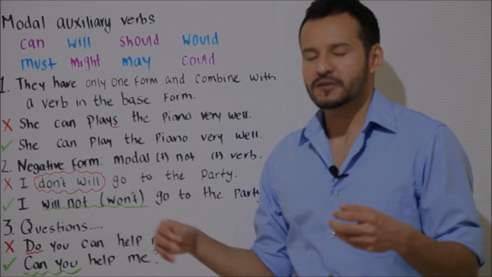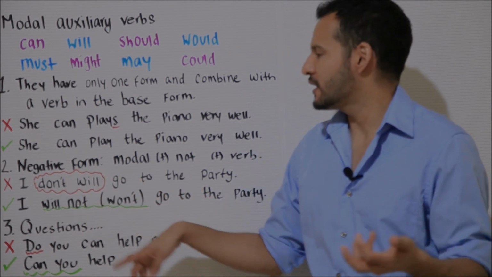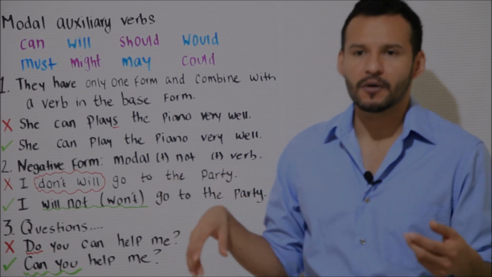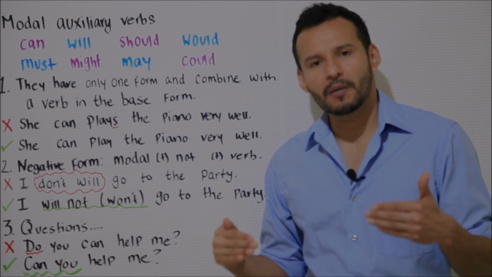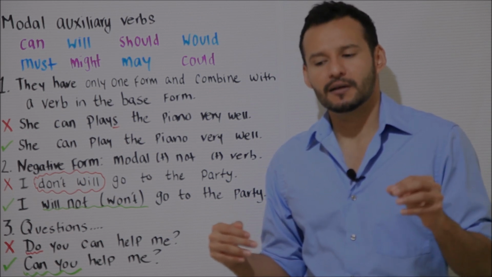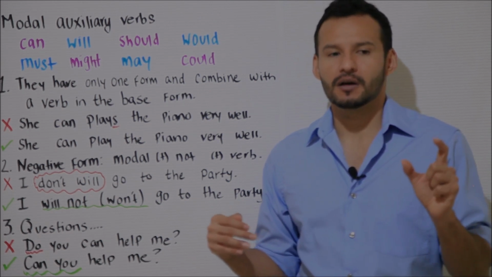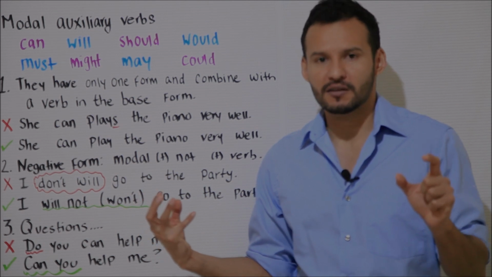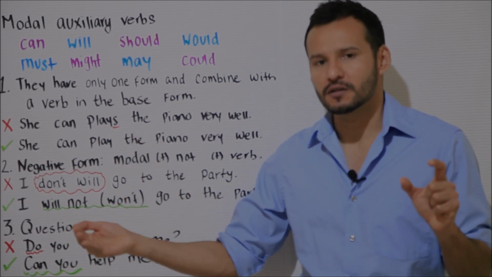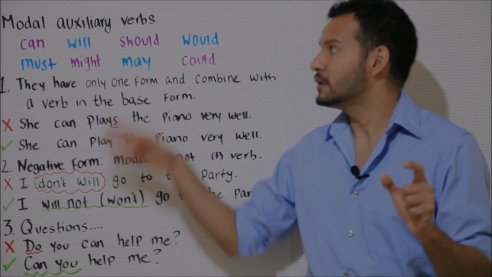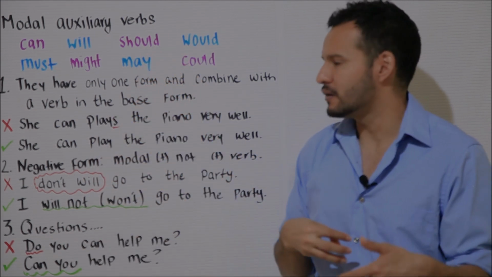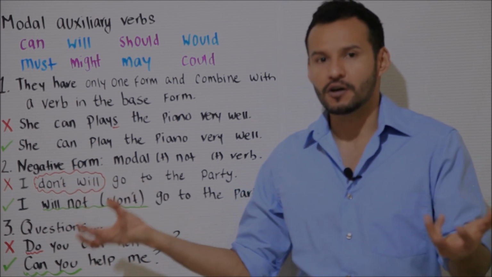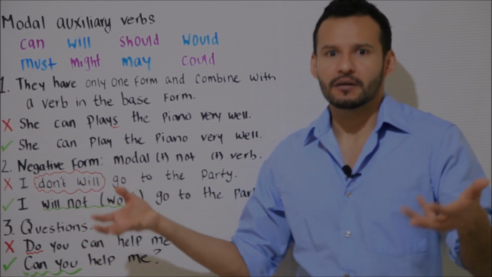Okay, so number 2, the negative form. Basically, occasionally I will see again a student say something like, I don't will go to the party, or I don't can go to the party. Well, remember that the basic rule in English to make a sentence negative is that we typically use the word not after an auxiliary verb. Well, these are auxiliary verbs, so it's not necessary to bring in another auxiliary like don't, and it would be incorrect.